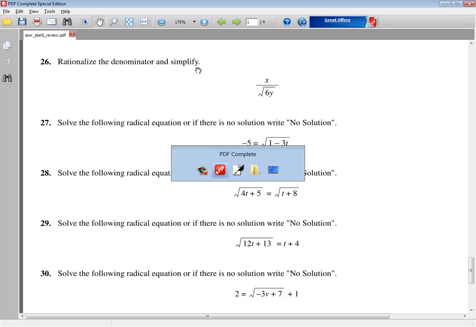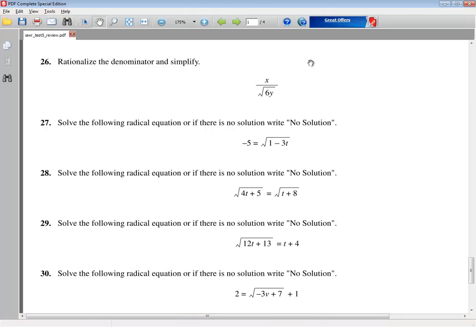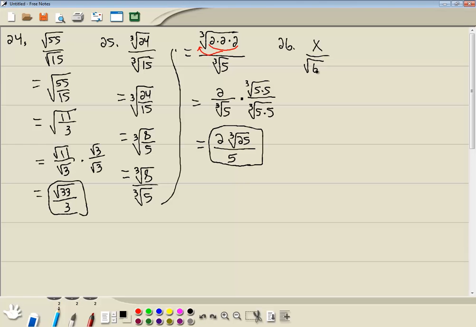Number 26. We got x over the square root of 6y. Well, we can't have the radical in the denominator. So this is a square root, so we're going to multiply the top and bottom by the square root of 6y. Whenever you're dealing with square roots, it's always just whatever this radical is. Well, x times square root of 6y gives us x square root of 6y. And square root of 6y times square root of 6y gives us 6y. And that's our answer.